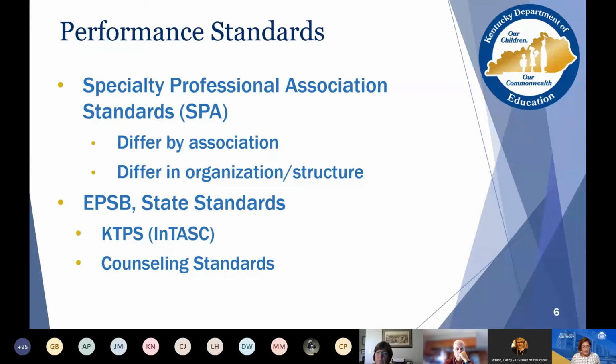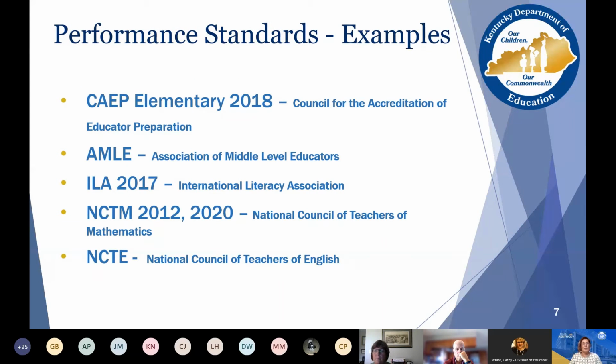And some examples of these standards are going to be the CAEP Elementary 2018. One thing that's key here, and you'll see it when I get to the National Council for Teachers of Math, is we many times date them because these are updated by the national associations. And so CAEP has the elementary standards that Kentucky expects the preparation programs to be accountable for now, and they were put out in 2018.